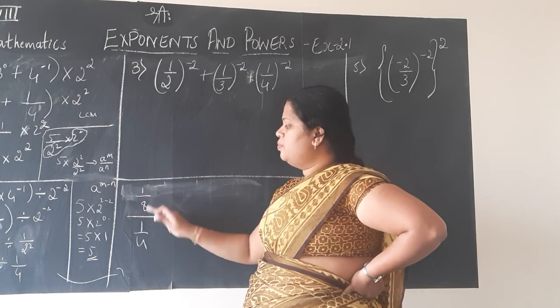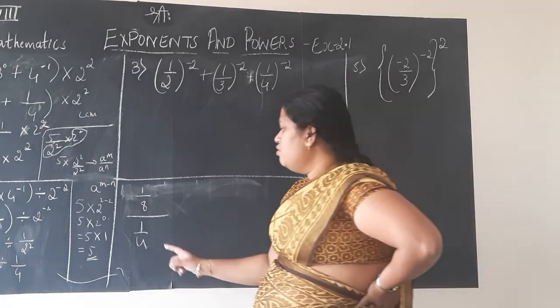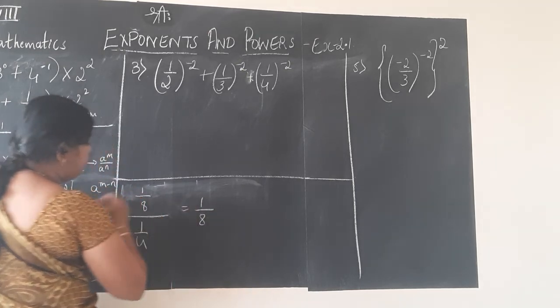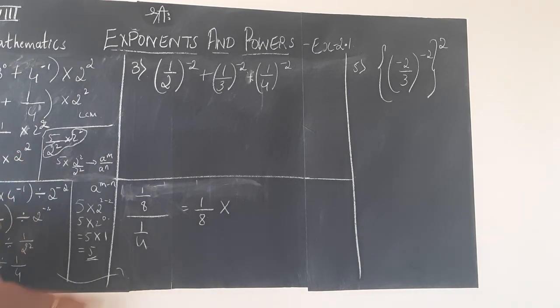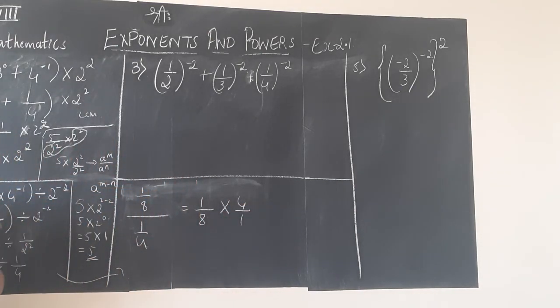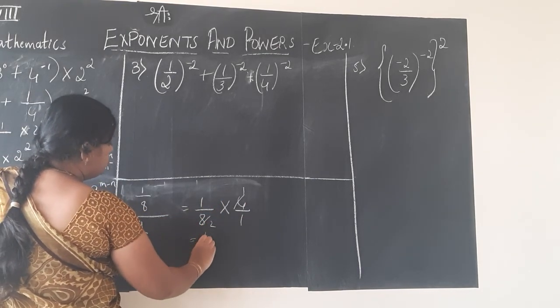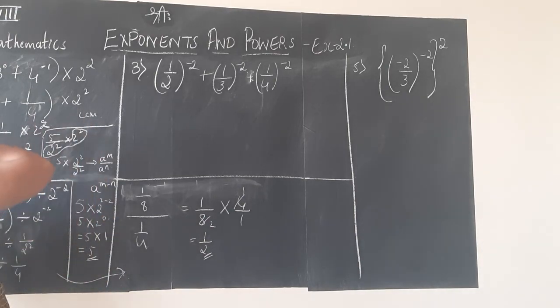You have learned this type of division where in both numerator and denominator you have fractions. When you have so, how do you solve this, children? You will write the numerator fraction as it is, change this divided by symbol to multiplication, and whatever the fraction is there in the denominator, take the reciprocal of it and write here. So, 1 by 8 into 4 by 1, 4 ones are 4, 8 twos are, which is simply 1 by 2 is the answer. Hope you understood.